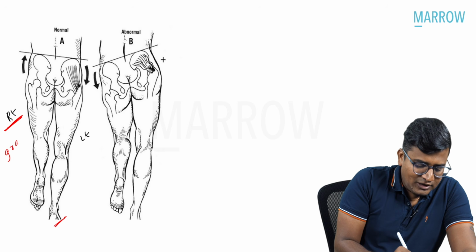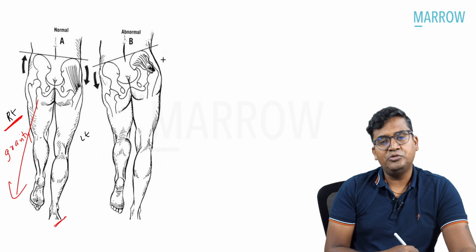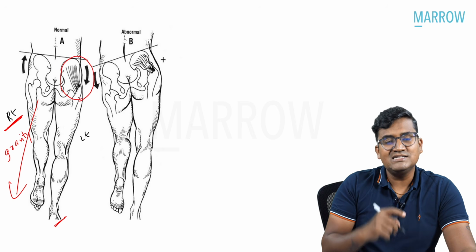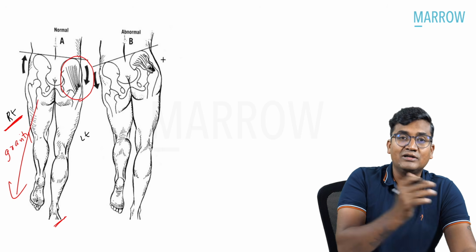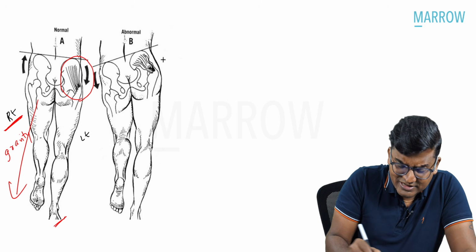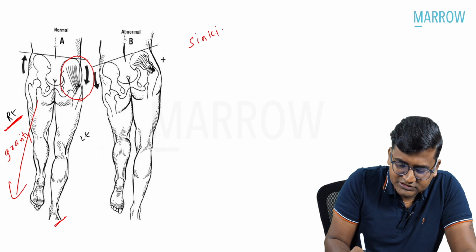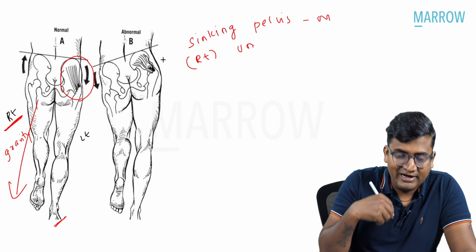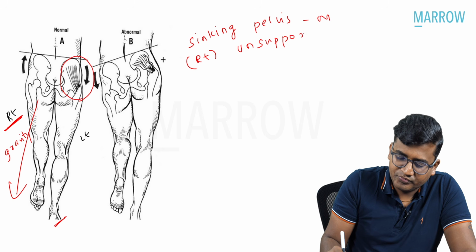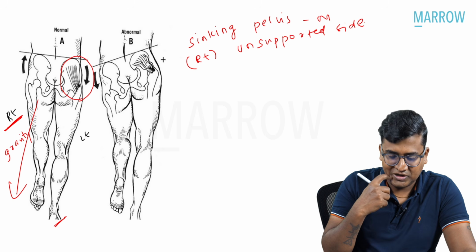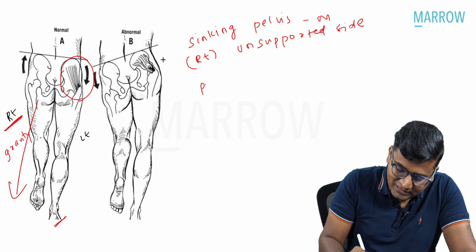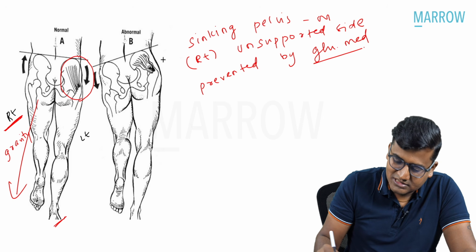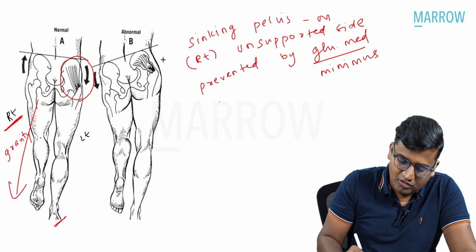Now what will the gravity do? The gravity tries to sink the pelvis on the unsupported side. But that is prevented by the muscles on the left side. The gluteus medius and minimus muscles prevent the sinking of pelvis on the right side. Clear? So please write. Sinking of pelvis on the right side. Instead of right side, I am writing the general term, that is the unsupported side. Sinking of pelvis on the unsupported side, right side, is prevented by gluteus medius muscle and the minimus muscle on the left side.